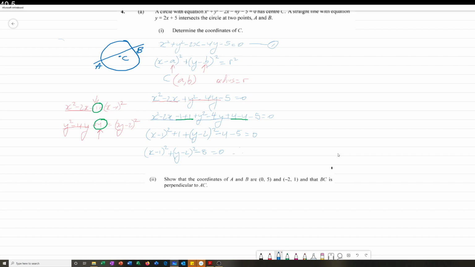So therefore, my circle center, that's (1, 2), x value and y value, and radius root 8. Okay.